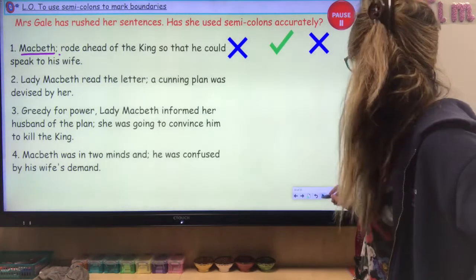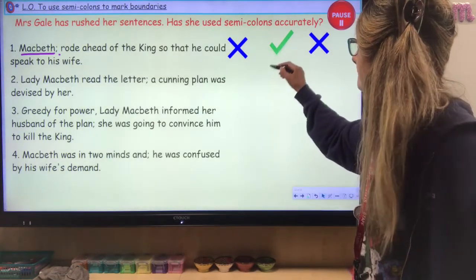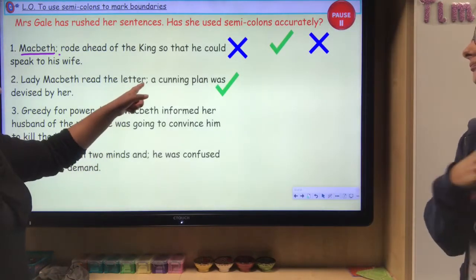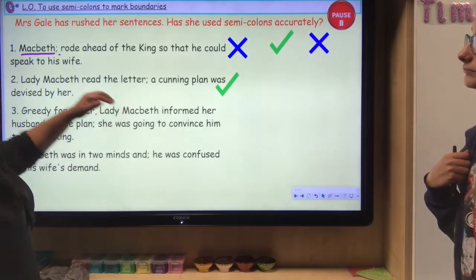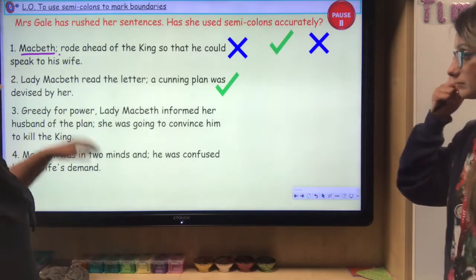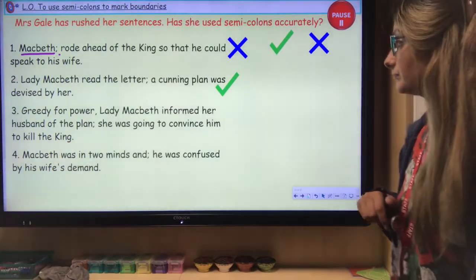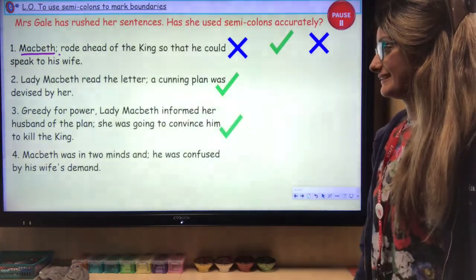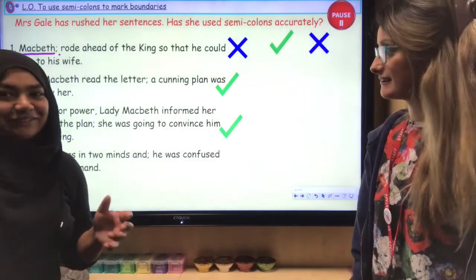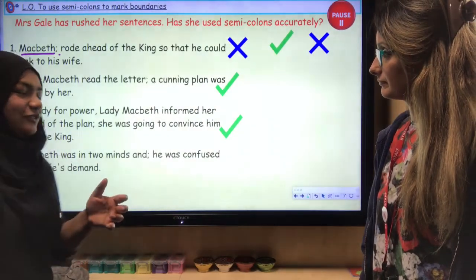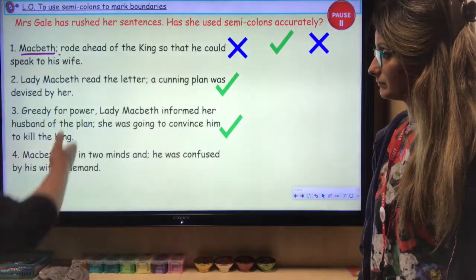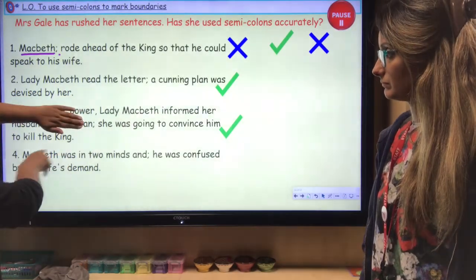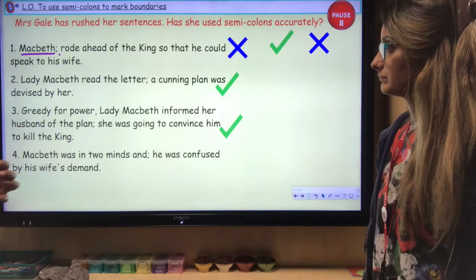Right, number 2, Lady Macbeth read the letter. A cunning plan was devised by her. That is absolutely correct because we can actually replace the semicolon with and, or you can see the two separate main clauses here and they are related themes. So well done, Mrs. Gale, for that one. Thank you. I was obviously in a good place here. So don't be fooled by the length of a sentence, okay? Don't worry about the length, just read the information. So here we can see one full main clause, and here you can see another full main clause, the second one, and then the semicolon has joined them together, okay?